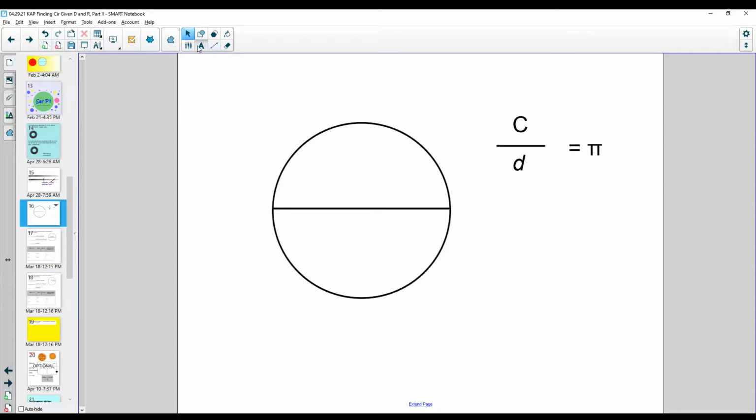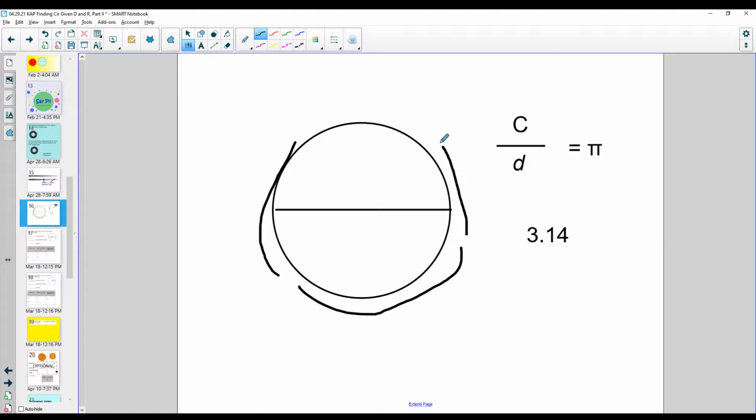Pi is equal to 3.14, and it's irrational. It keeps going forever, but there's no set pattern to it. So it is this. You have a diameter. If you take a diameter and you wrap it around the circle, it takes one diameter, two diameters, three diameters, and there's a little gap, 0.14.